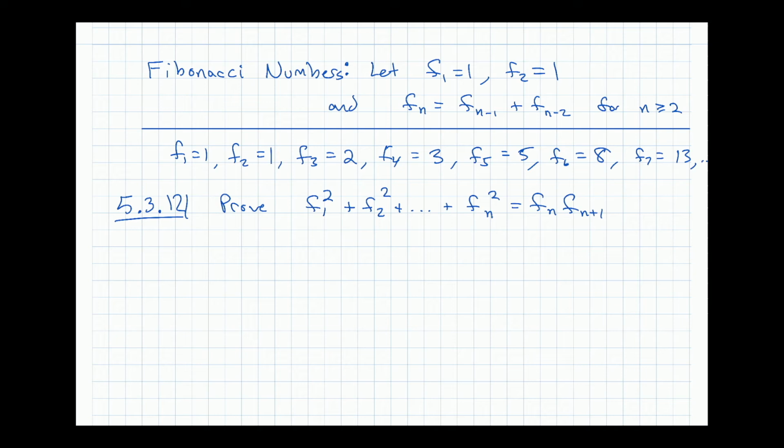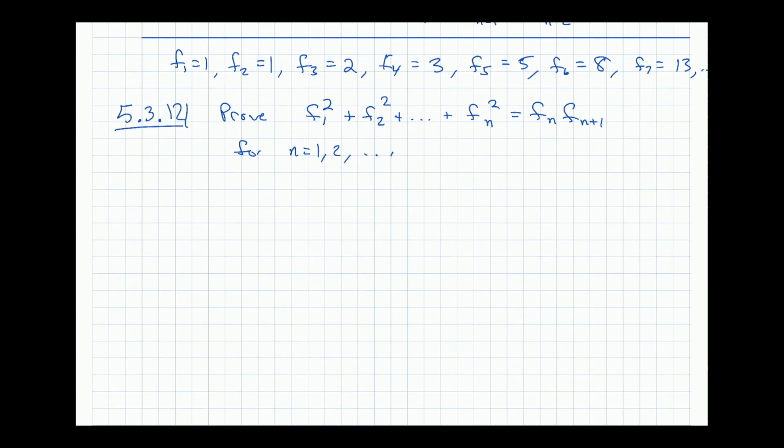And that is for all n, or for n a positive integer. So for n equals 1, 2, dot, dot, dot. Okay, so this is going to be, I think, easier than the stamp problem, but we will see, right?